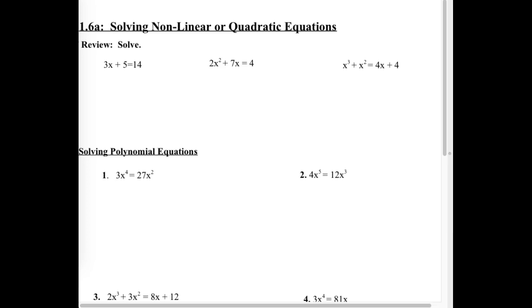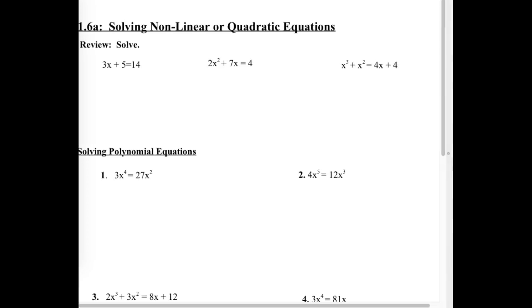Our first one, we have 3x plus 5 equals 14. It's a basic linear equation. We would subtract the 5 and then divide it out. What is the degree of that equation? 3x plus 5 equals 14. It's degree 1, right? We just have x to the first power. So degree 1 means it's linear, and we are just getting one solution.